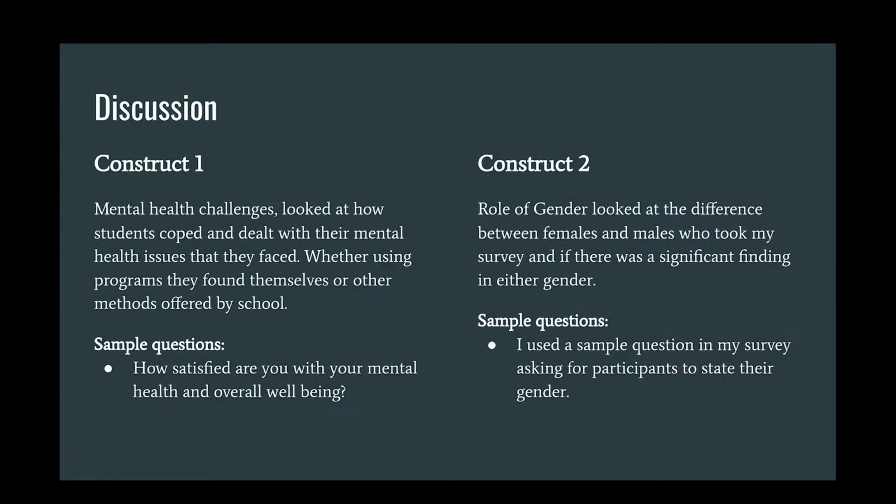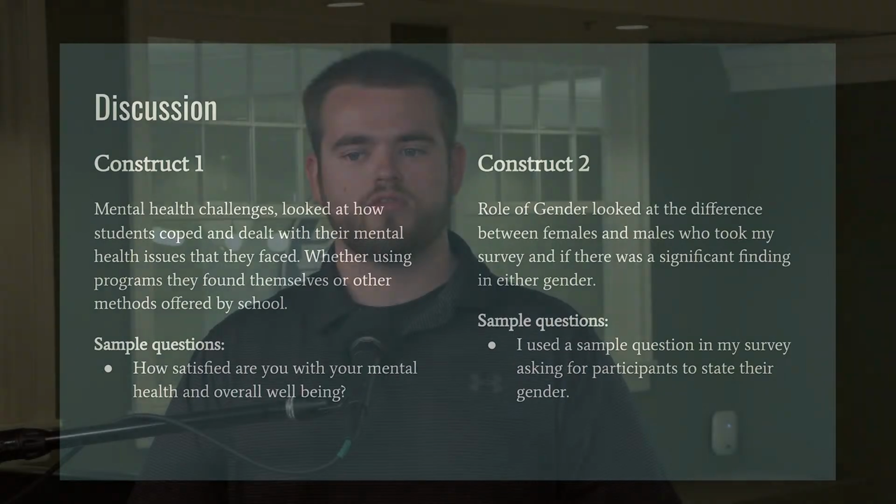For my constructs, I chose mental health challenges, role of gender, types of social support, and something else. For construct number 1, mental health challenges, I looked at how students coped and dealt with the mental health issues they faced, whether using programs from the school or programs they found themselves. One sample question I used to measure this was: how satisfied are you with your mental health and overall well-being?